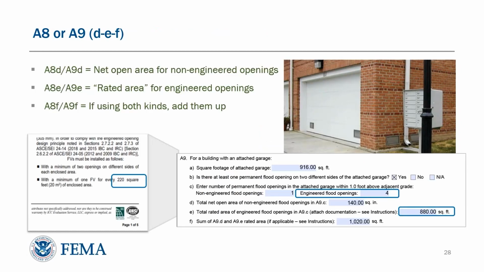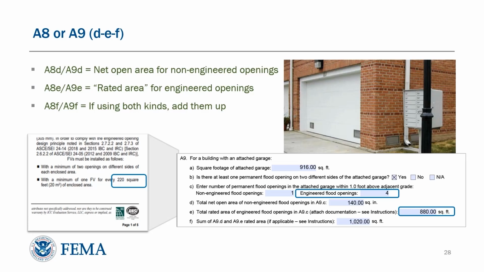The elevation certificate form now asks for the number of openings that are non-engineered and the number of openings that are engineered. If that ICC report for an engineered opening is not attached to the elevation certificate form, then the vent cannot be considered to be engineered.